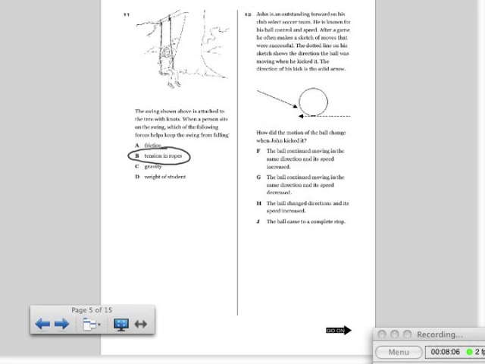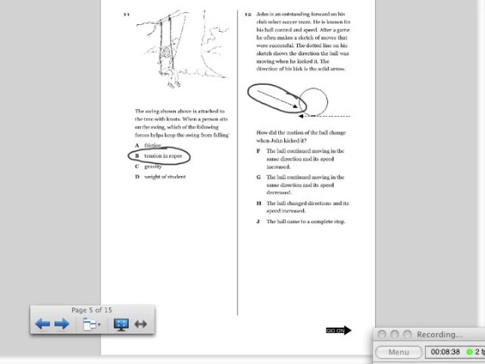Okay, number 12. John is an outstanding forward on his club's select soccer team. He is known for his ball control and speed. After a game, he often makes a sketch of moves that were successful. The dotted line of his sketch shows the direction of the ball moving when he kicked it. The direction of his kick is the solid arrow. So this arrow right here shows which way he kicked it. So how did the motion of the ball change when John kicked it? This kind of goes with Newton's second law. So what did you guys put?